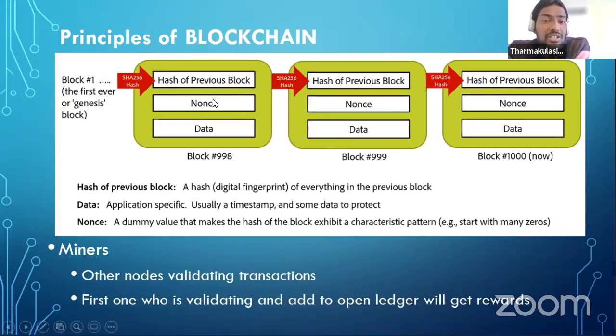That's why it's very complex and computationally expensive, and so there are proof of work and proof of stake. There are some different mechanisms. The nodes which are doing the mining operation are called miners. When you do a transaction, whoever does the first validation will get some rewards.